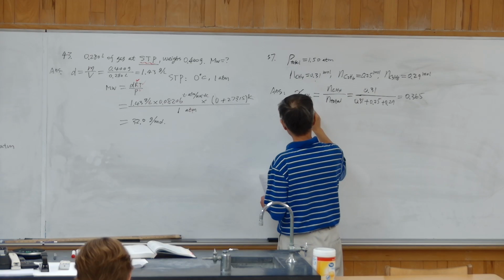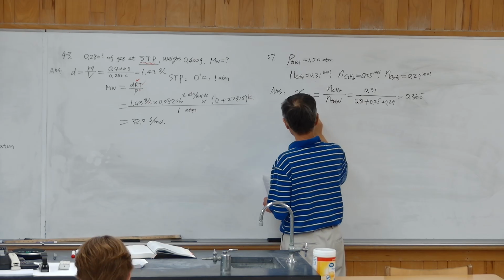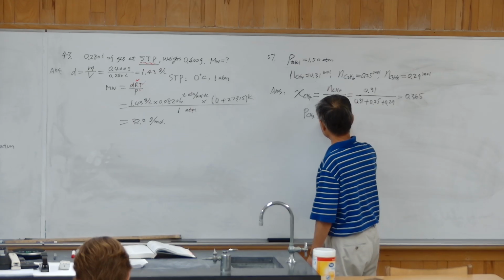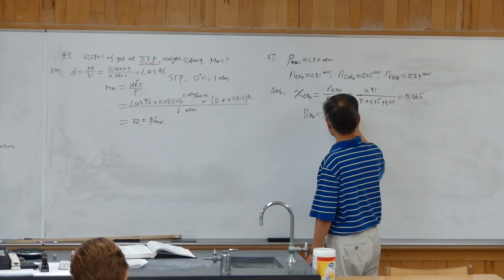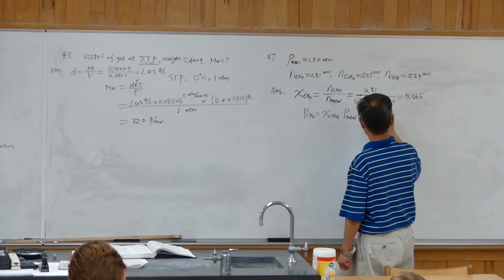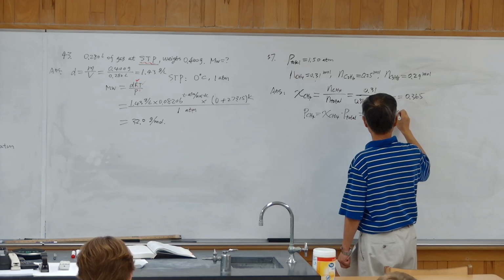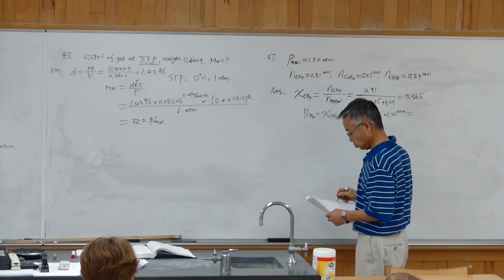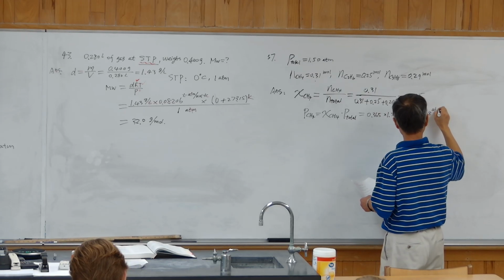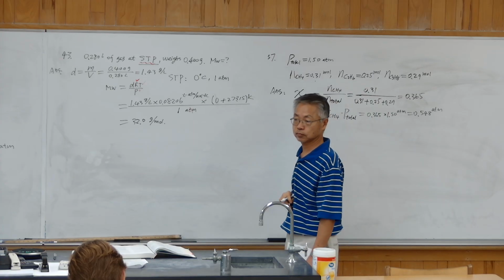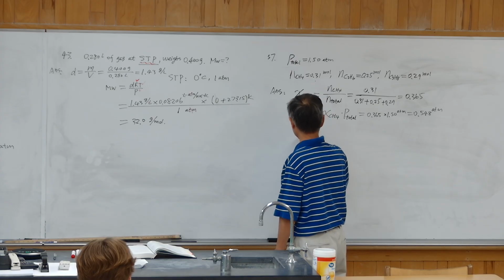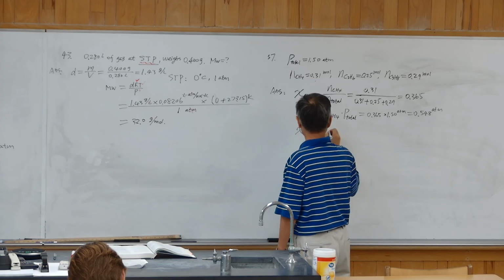Okay. Then the partial pressure of CH4 will be the mole fraction of CH4 times total pressure. The mole fraction we just calculated, total pressure 1.5. So it will be 0.548 atm.